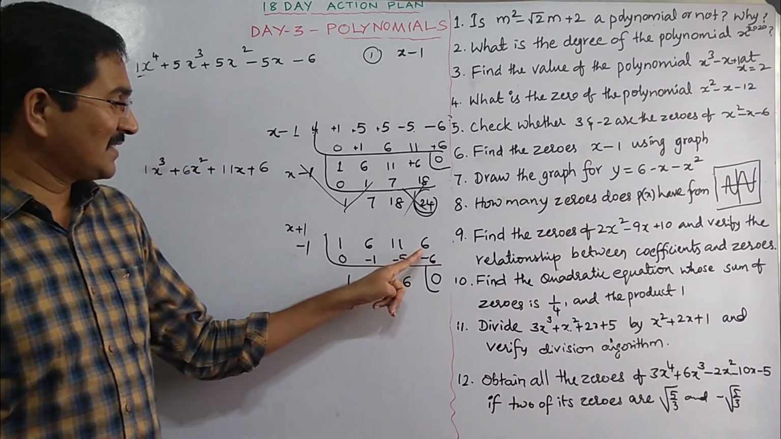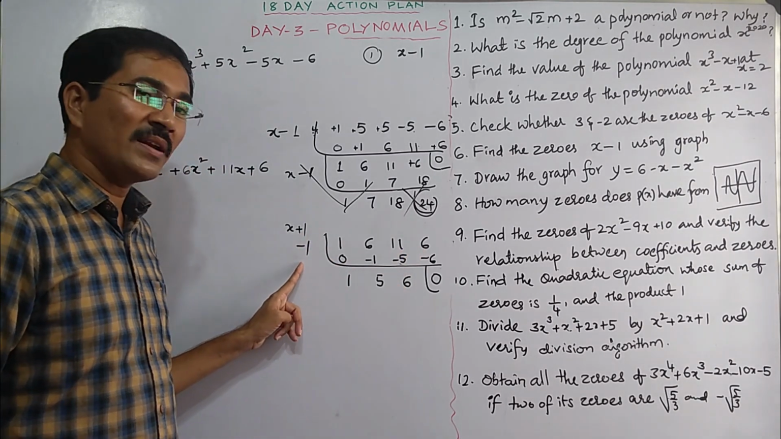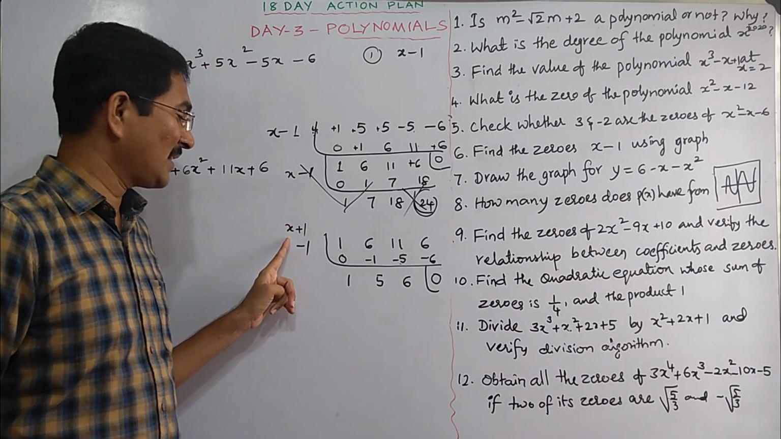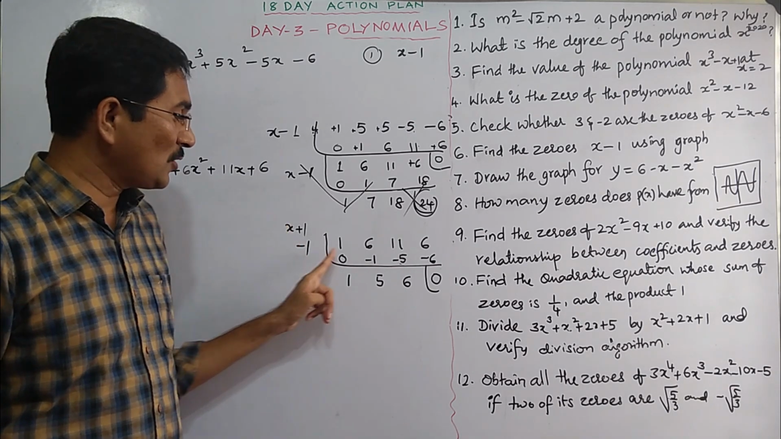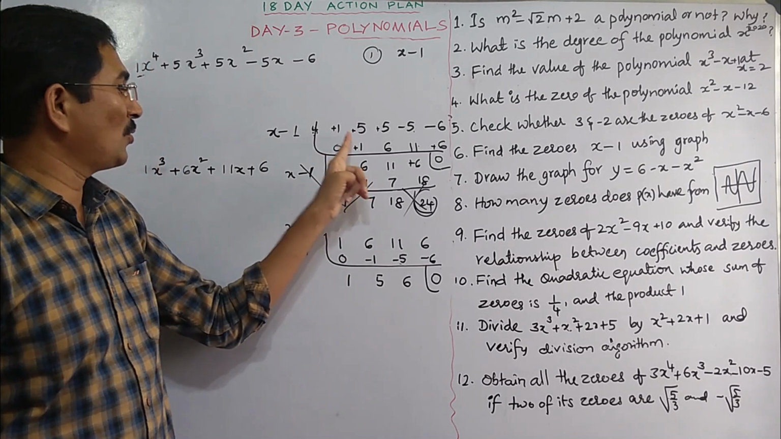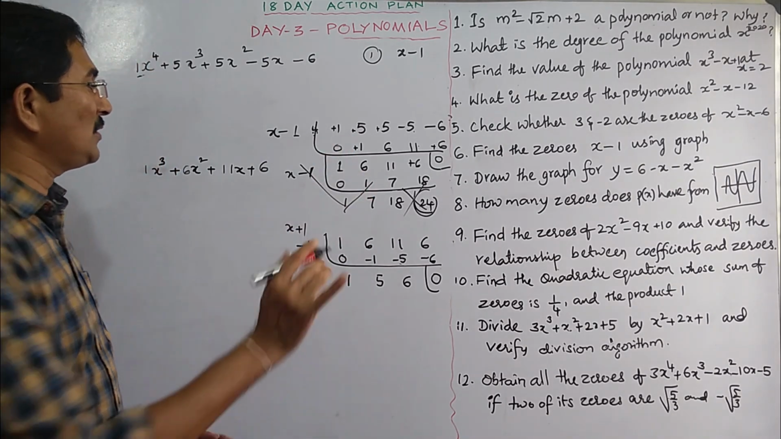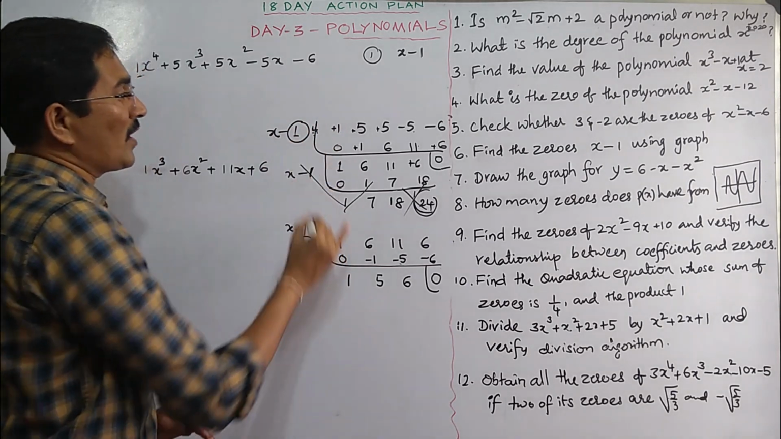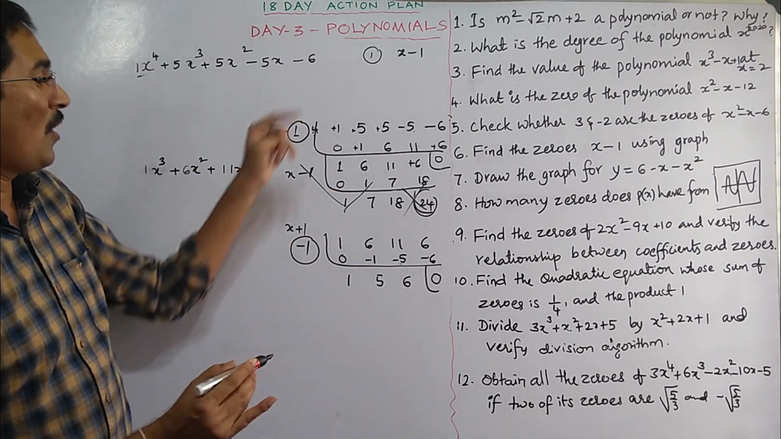So for this, minus 1 is a 0. That means x plus 1 is a factor. So if this is a 0 to this, this is a 0 to this also. Therefore, now we have found two zeros, that is plus 1 and minus 1. These two are the zeros for this polynomial.